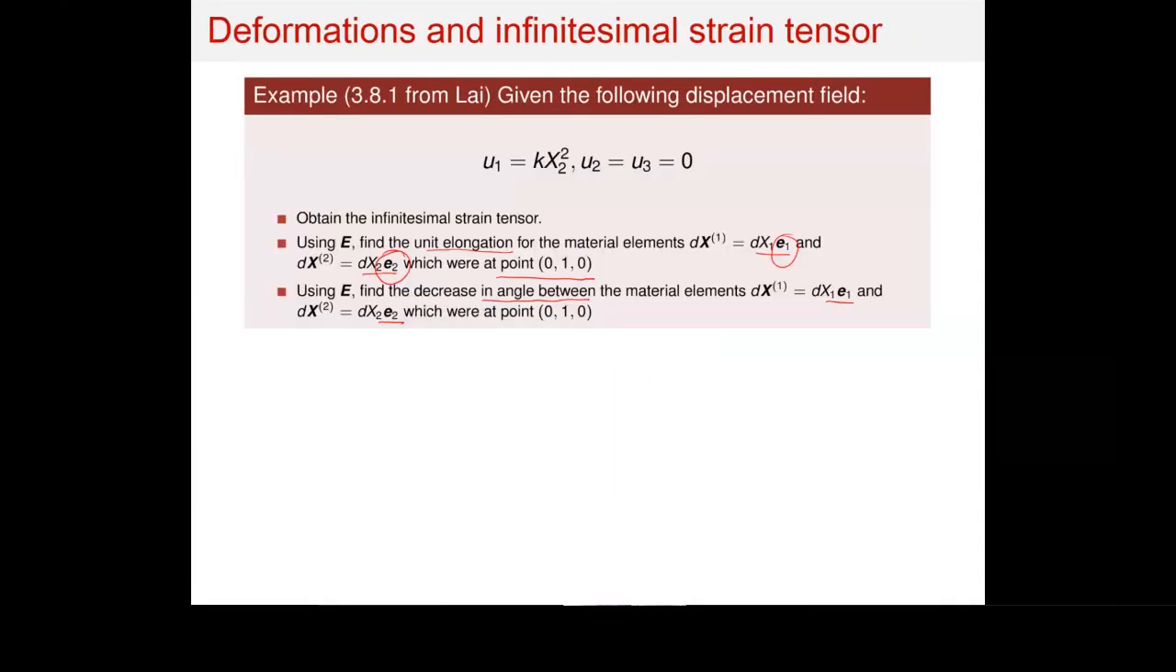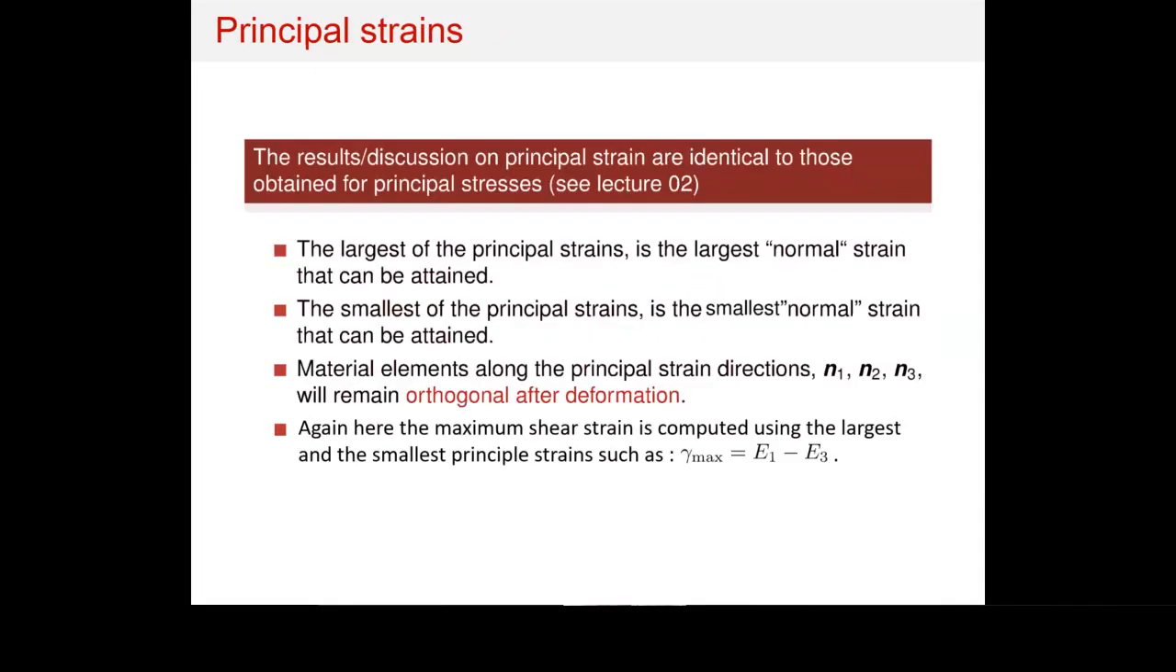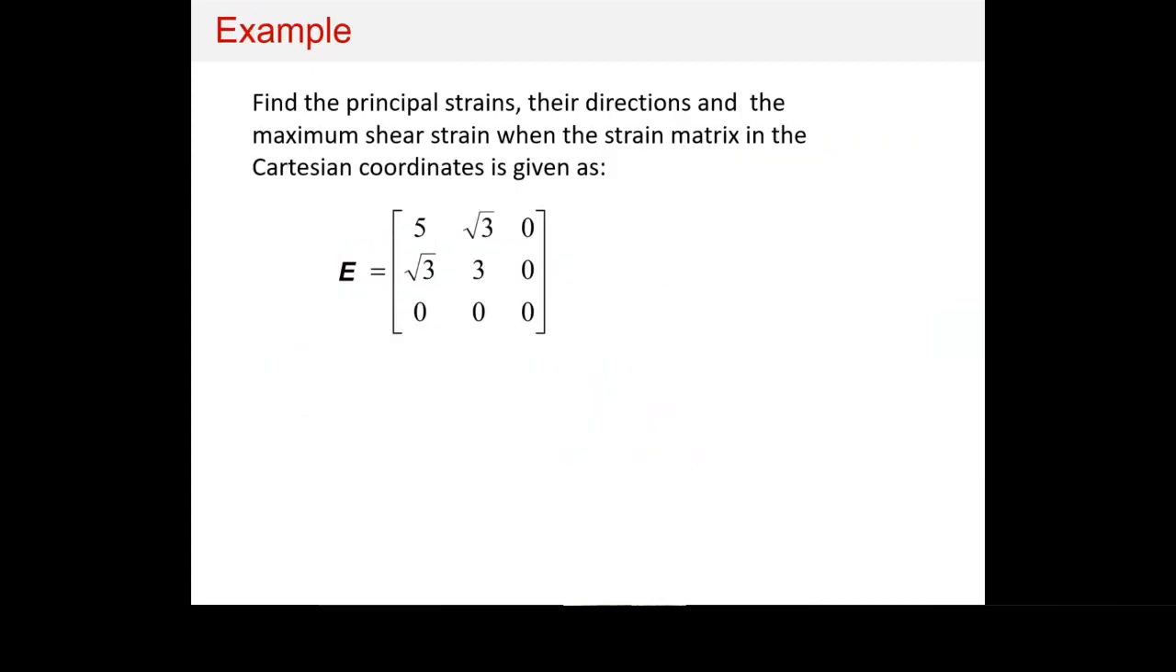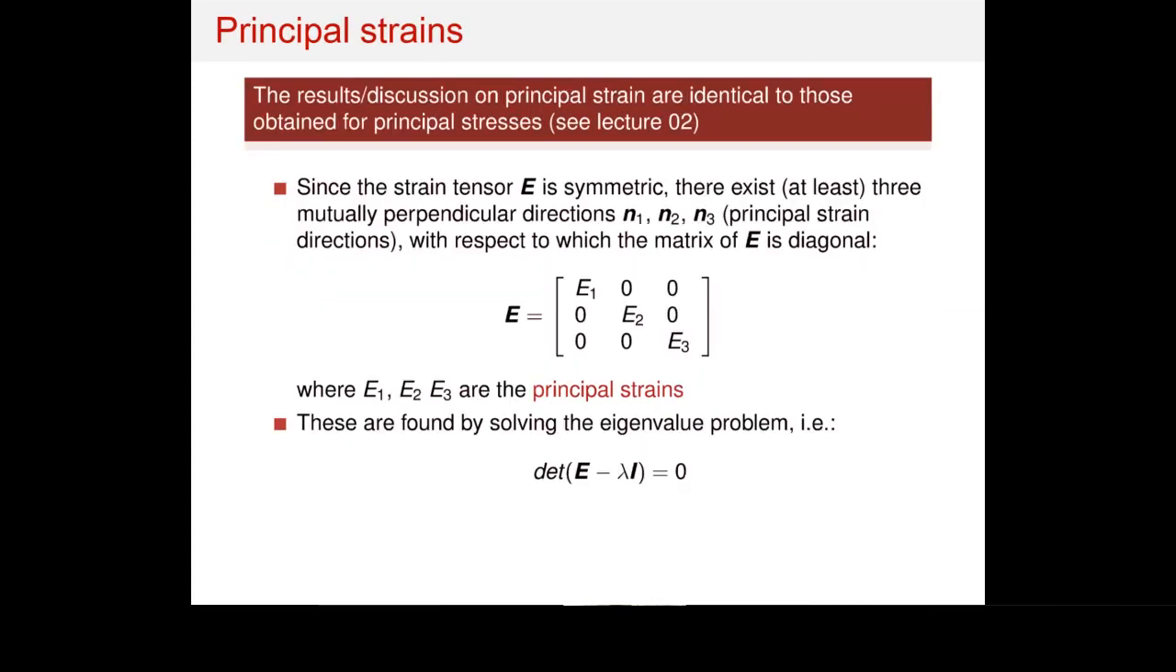I'm probably going to ask you to solve this last example. I'm going to leave it in there, but before we do that, I'm going to tell you just like the stress tensor, in the strain tensor, you also have the principal strains, so E1, E2, and E3, and they can be found just by solving an eigenvalue problem. So this is just the same thing we have done for the stresses is also correct in this case.